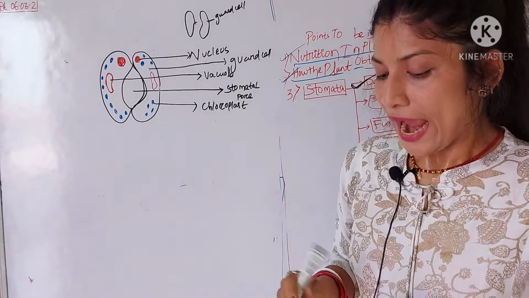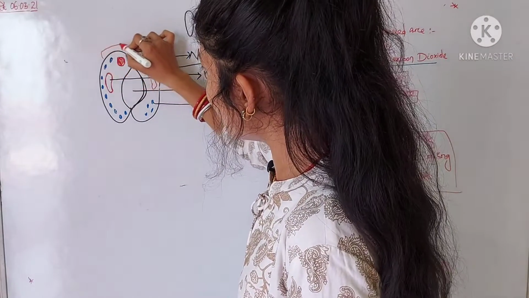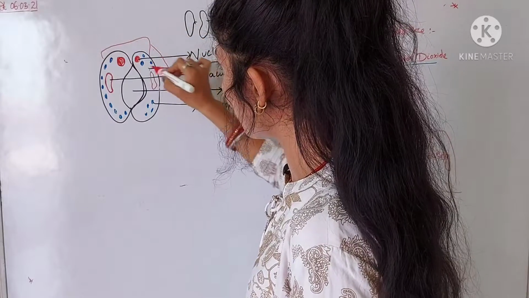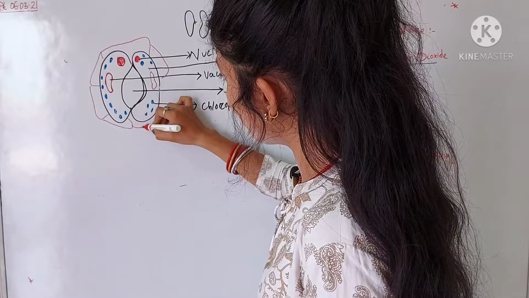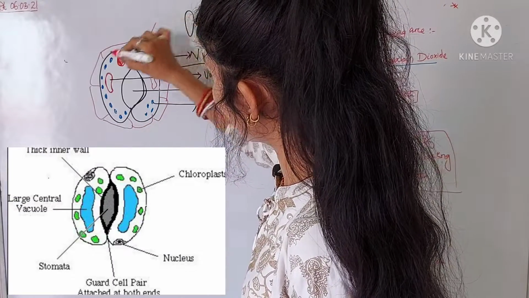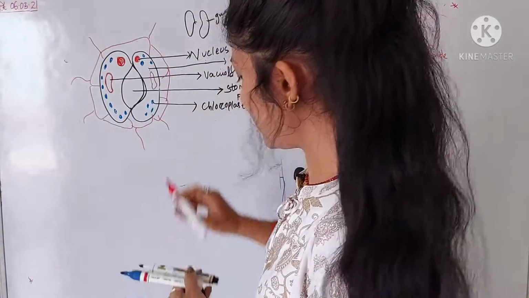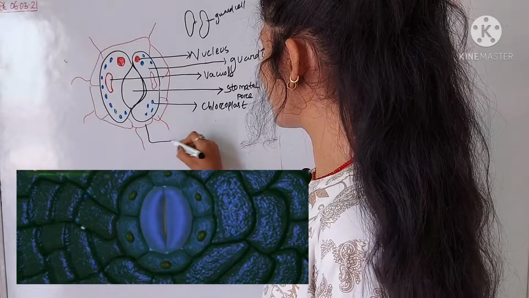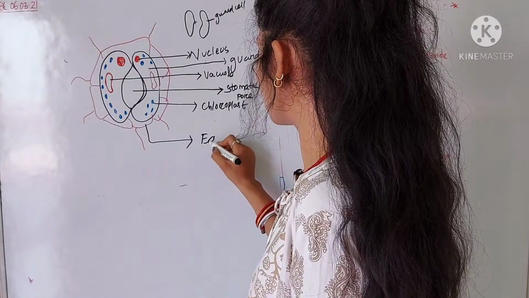Okay, students, the guard cell is surrounded by a number of subsidiary cells, which are known as the epidermal cells. The guard cell is surrounded by a number of subsidiary cells, which are known as what? Which are known as the epidermal cells.